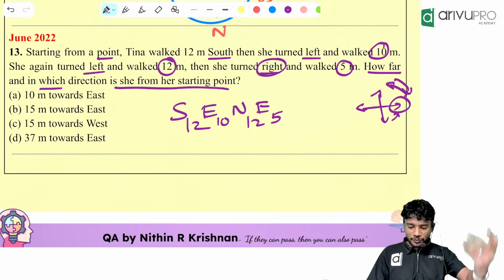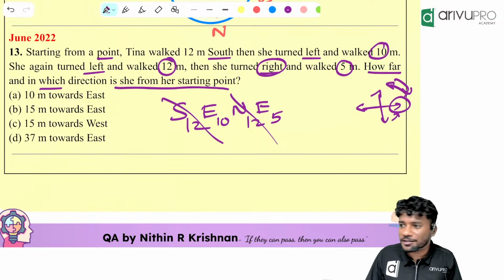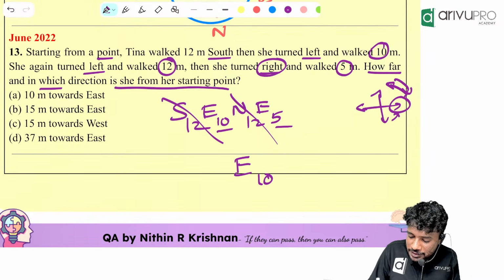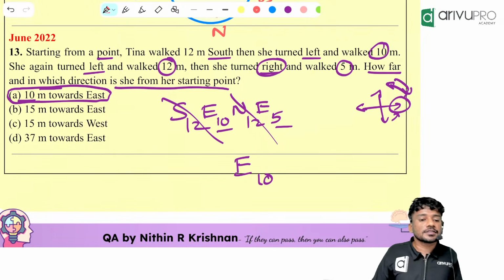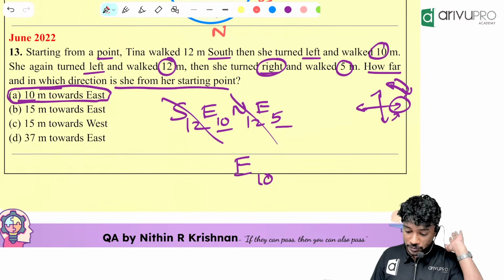Now people, we need to find the distance. North 12 and south 12 got cancelled, opposite to each other. East 10 and east 5 will become what, people? East 10. So 10 meter towards which direction then is our answer? East is our answer. How many meters? 5 or 6? Which one?